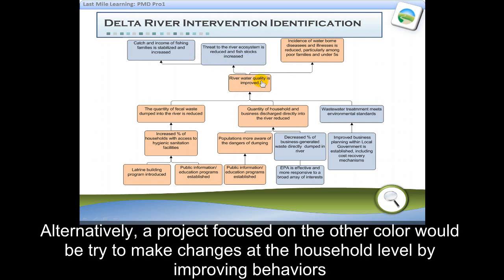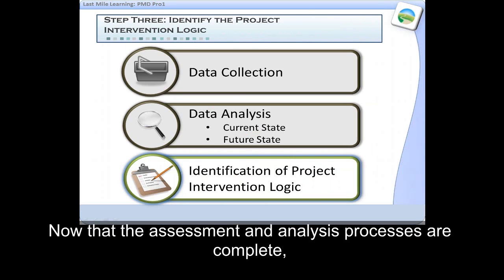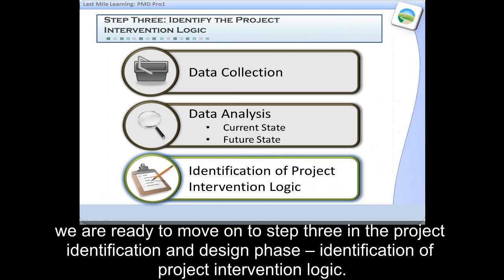Alternatively, a project focused on the other color would try to make changes at the household level by improving behaviors related to hygiene and waste disposal. The main beneficiaries of this project would be the poor families. Now that the assessment and analysis processes are complete, we're ready to move on to step 3 in the project identification and design phase, and that's identification of the project intervention logic.